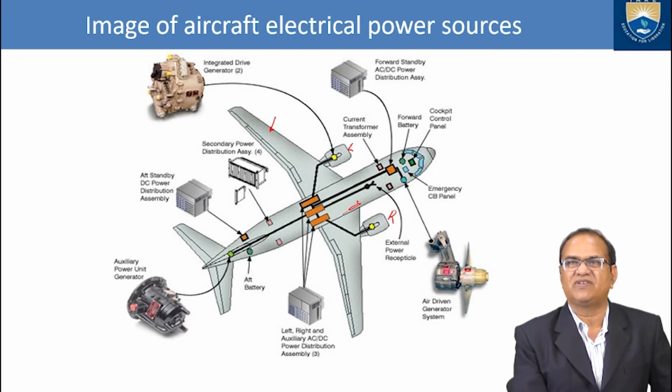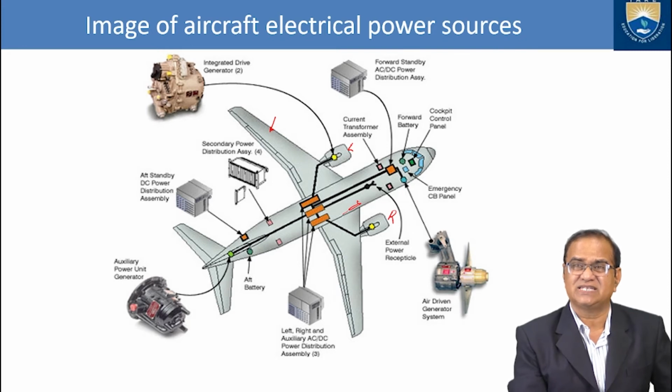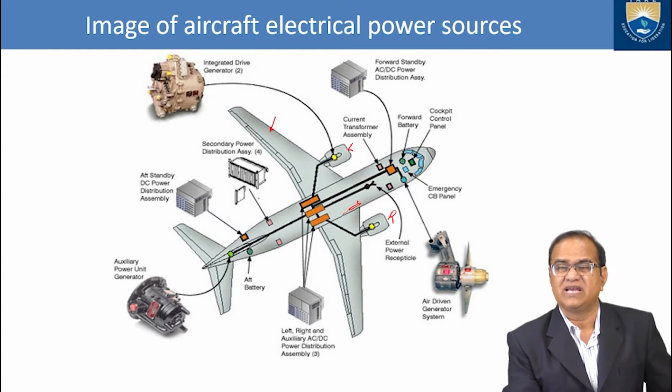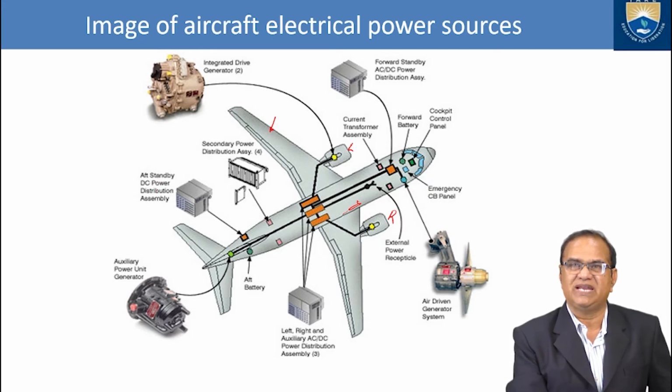Then if you see here in the left engine, this is the integrated drive generator, IDG. It is IDG1, and here on this side also, and this is the IDG2. Next, situated in the rear side of the fuselage, is the secondary power distribution assembly. Here we have the forward power and this is the secondary power. Then we have the aft standby DC power distribution. So forward, then secondary, and then aft.